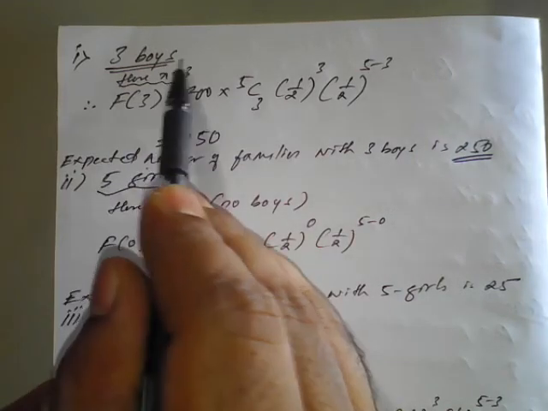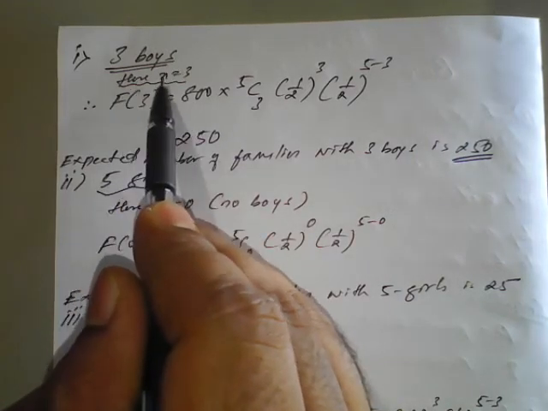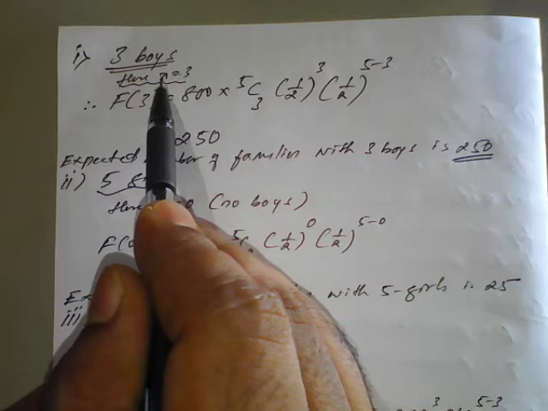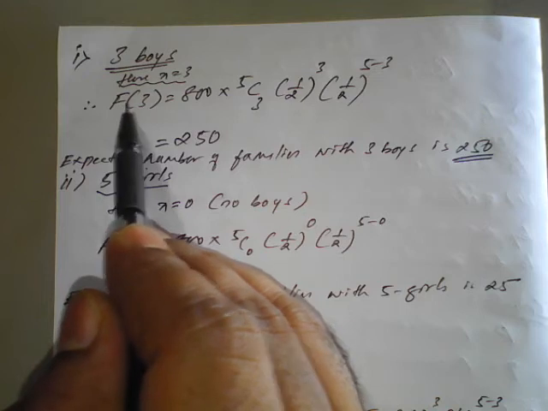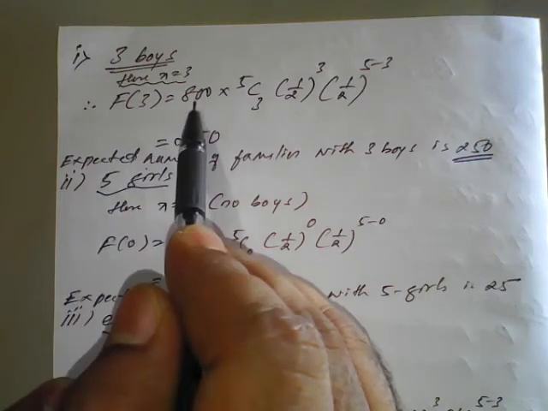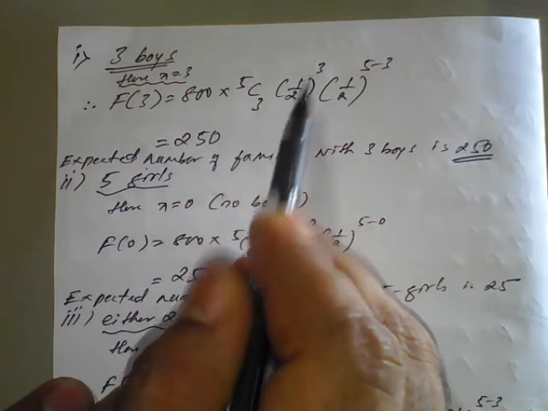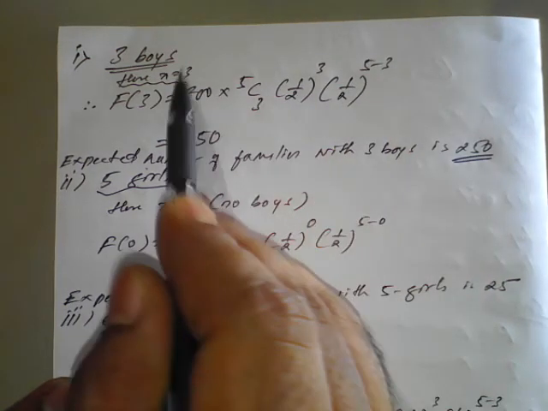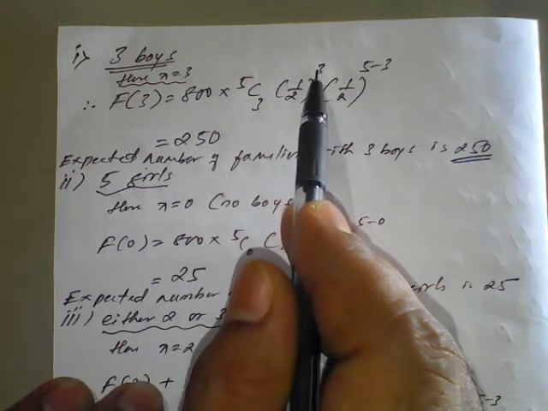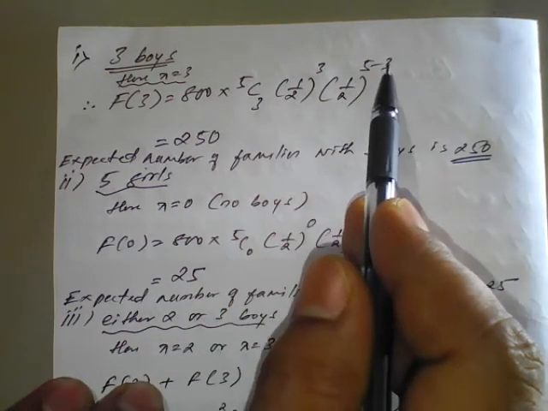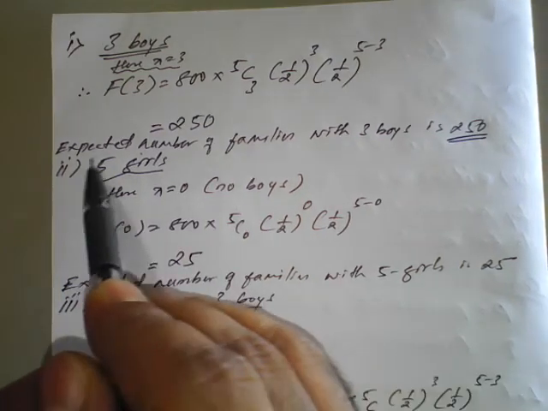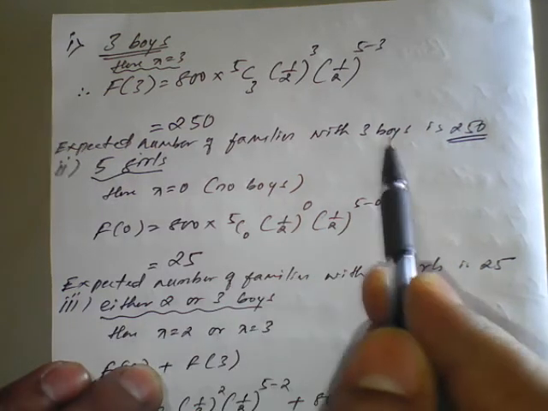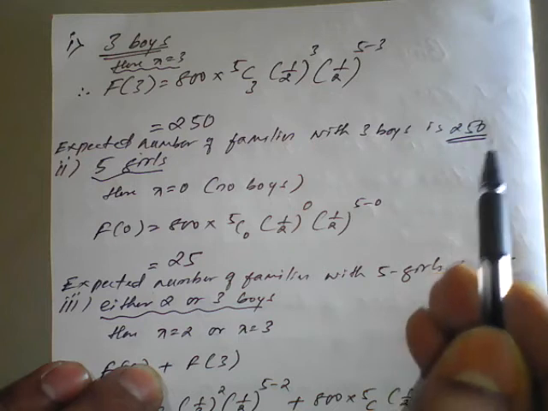Now the first one, 3 boys. We have considered x to be the number of boys, so 3 boys means x is equal to 3. We know the formula for capital F of x is 800 into 5Cx, 1 by 2 raised to x, 1 by 2 raised to 5 minus x. So x is 3 means 5C3, 1 by 2 raised to 3, 1 by 2 raised to 5 minus 3. If you simplify this, you will get 250. Therefore the expected number of families with 3 boys out of 800 is 250.